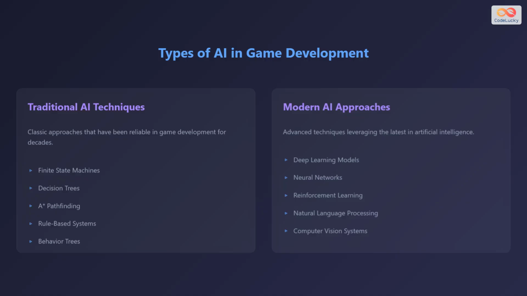In game development, AI can be broadly categorized into two types: traditional and modern. Traditional AI techniques include finite state machines, decision trees, A-star pathfinding, rule-based systems, and behavior trees. These classic approaches have been reliable in game development for decades. Modern AI approaches leverage the latest in artificial intelligence and include deep learning models, neural networks, reinforcement learning, natural language processing, and computer vision systems. Let's explore them further.